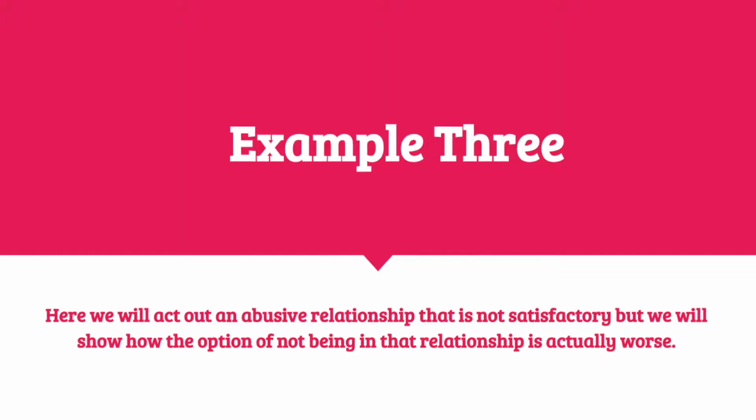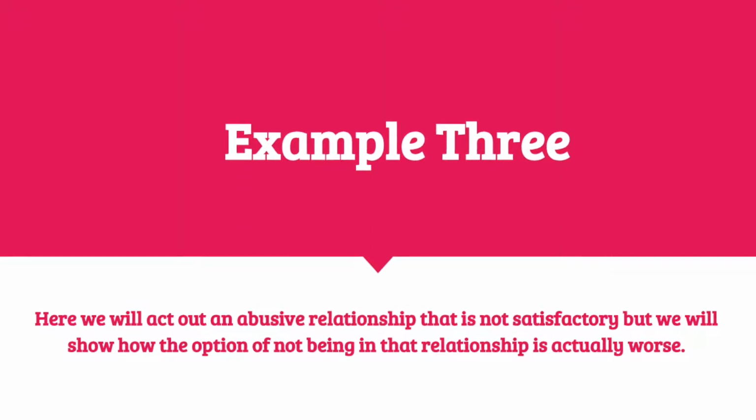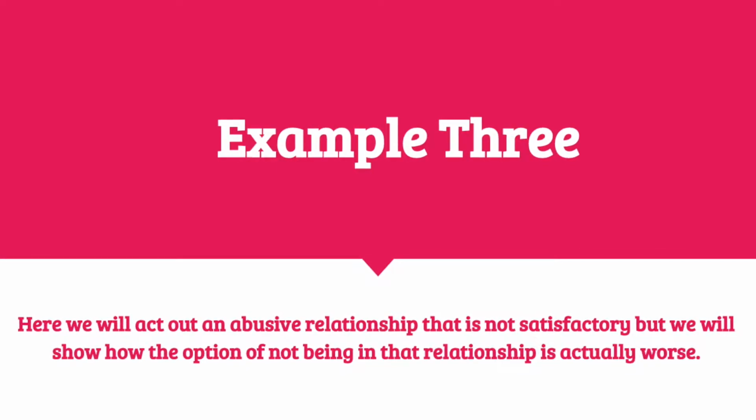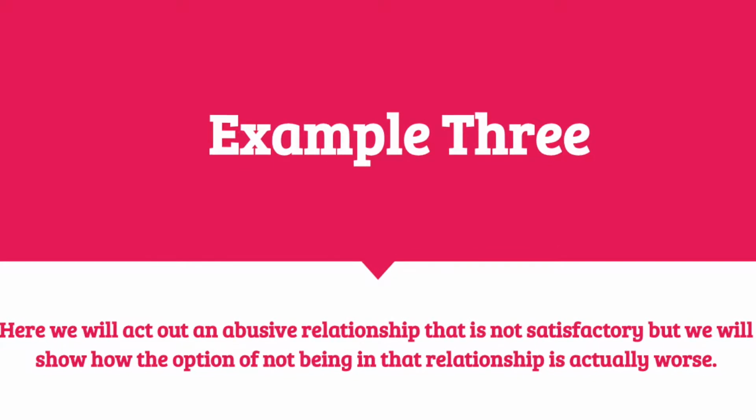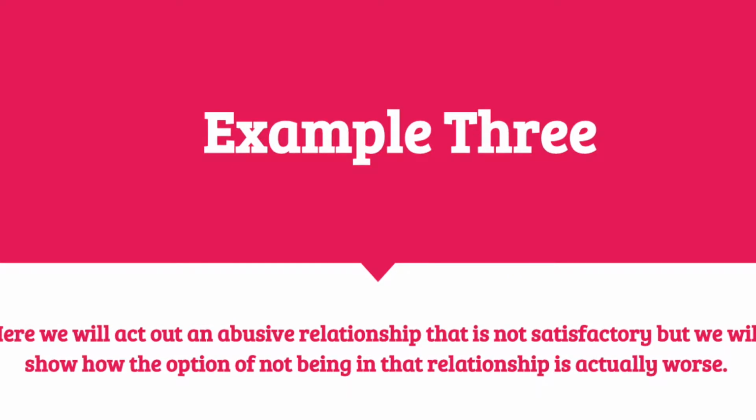In this last example, we will act out an abusive relationship that is not satisfactory, but we will show you how the option of not being in that relationship is actually worse, creating a stable relationship.